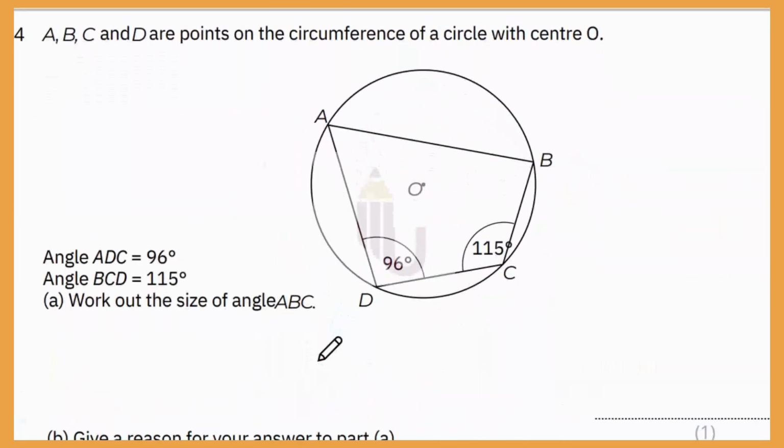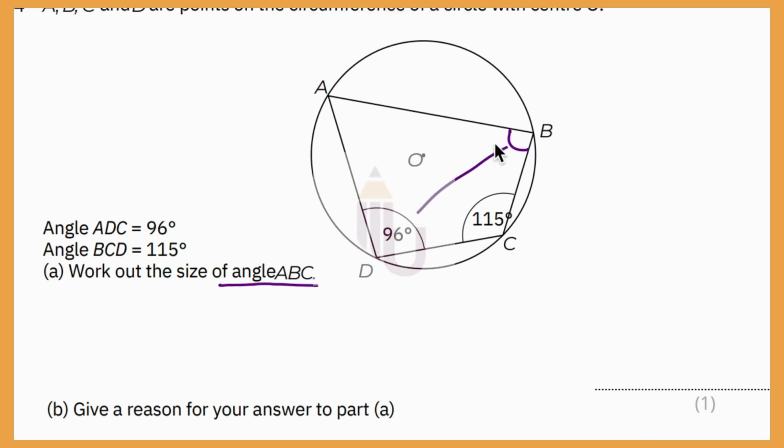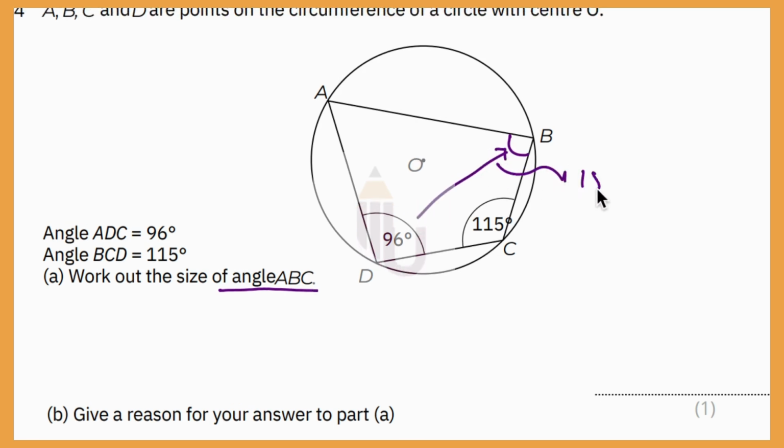Next question. Here you can see that ABCD is a cyclic quadrilateral, and we can use that theorem of cyclic quadrilateral to get the size of angle ABC. ABC is this, which will be opposite to 96. So that will be 180 minus 96, and that will be 84.